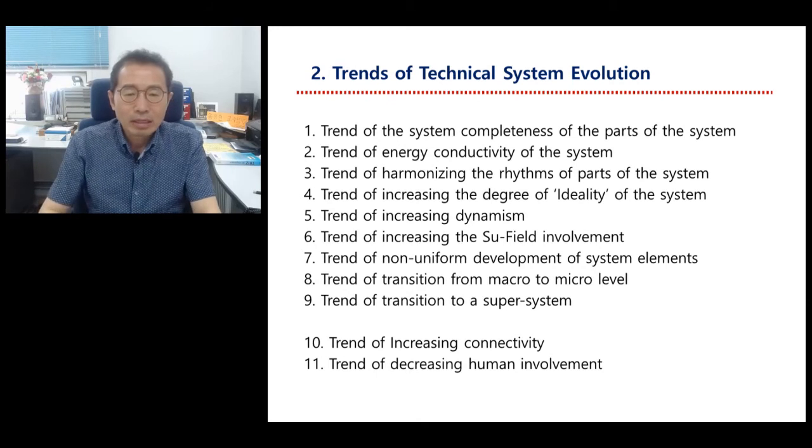These are the 11 trends of technical system evolution. The first 9 trends are the result of research by Altshuller and his disciples. The other two trends were discovered through a study of the latest technological development history.